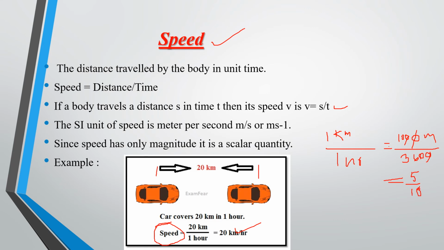Then you have to multiply with 5 by 18 when you are converting kilometer per hour into meter per second. Right? And since we are considering only the quantity, that means only the magnitude value of the speed, it comes under scalar quantity. Okay.